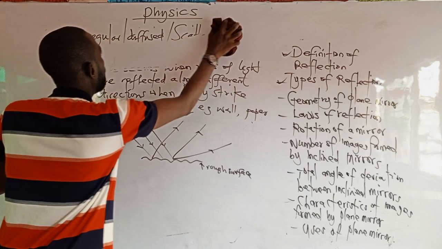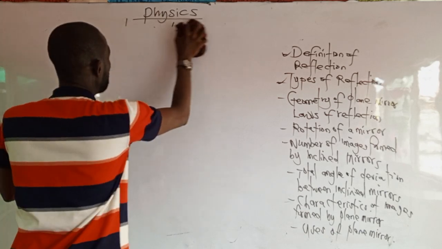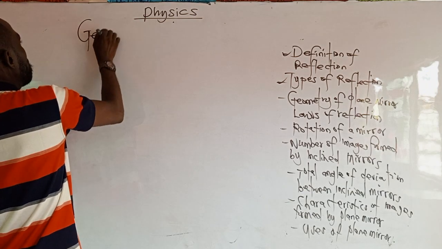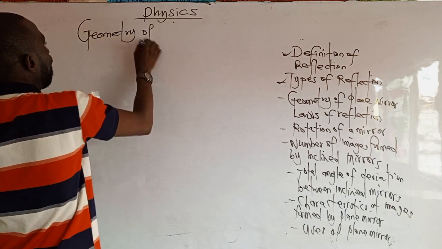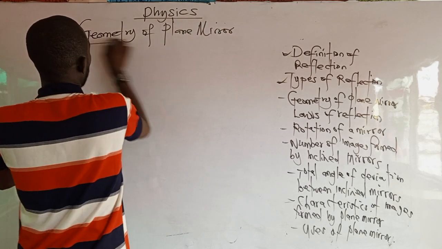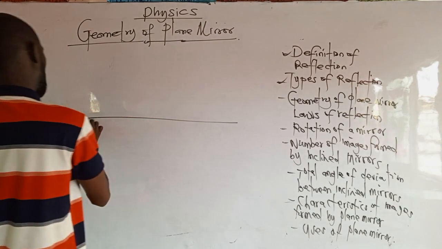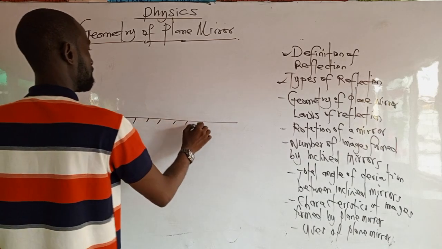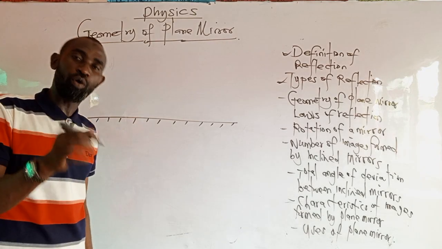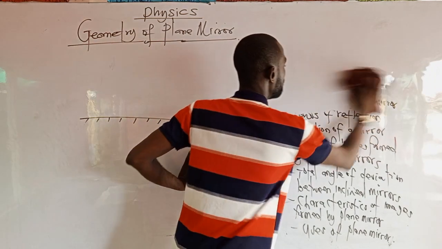Geometry of plane mirror. That is the third part. Now, suppose I have this like this. This is the plane mirror. Are you with me? The ray that strikes the surface of the mirror is what we call incident ray. So we are going to be discussing this under geometry of plane mirror.